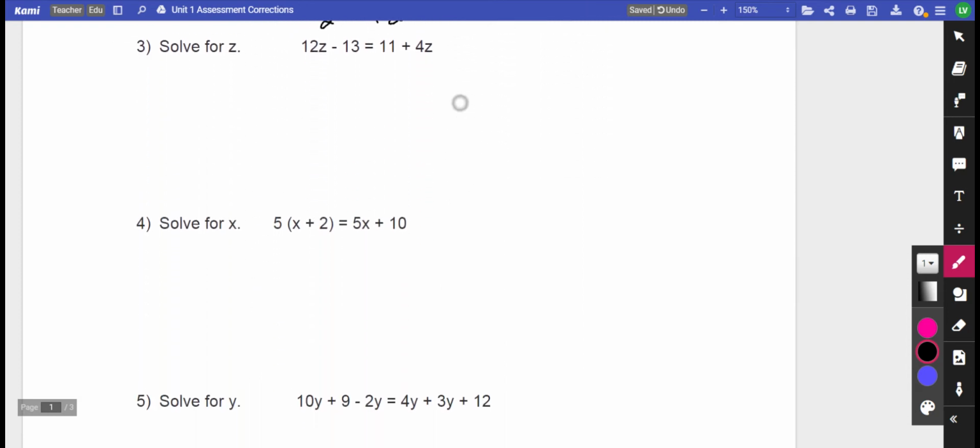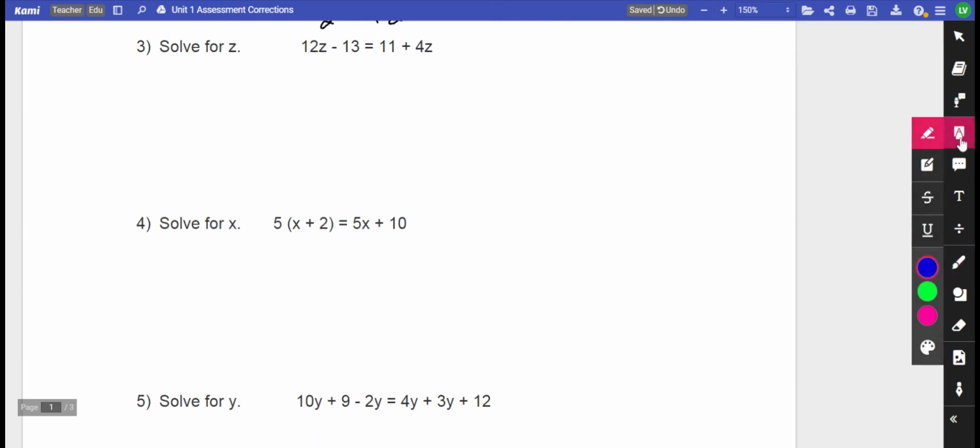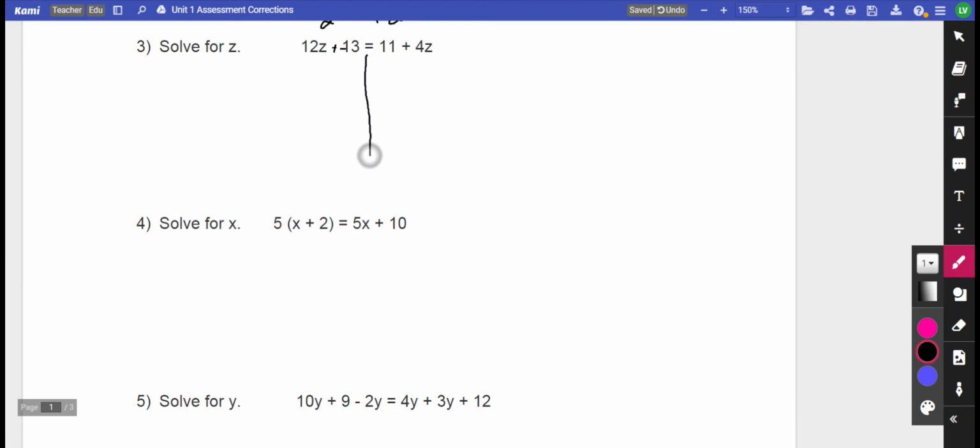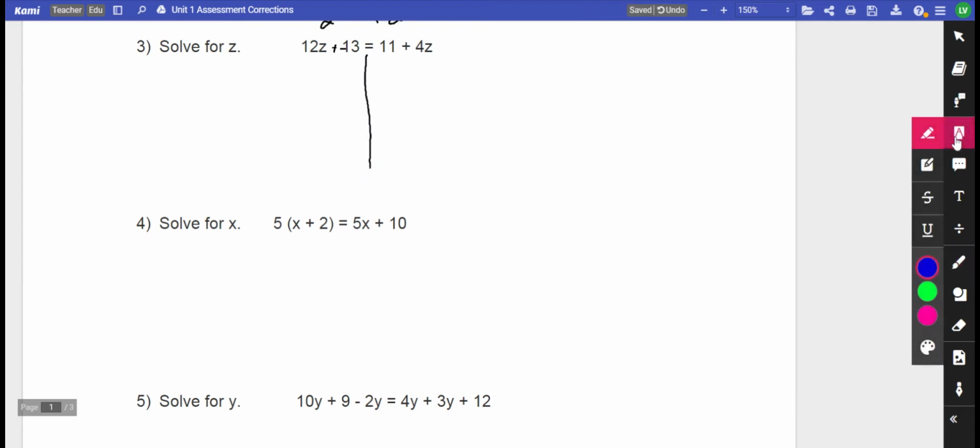Number 3, solve for z. 12z minus 13 equals 11 plus 4z. Well, on the left side, there's nothing I can simplify, and same thing on the right side. But I can start by changing the subtraction into addition. So I'm going to add and make that into a negative 13. I'm then going to extend my equal sign. I'm going to identify my like terms.